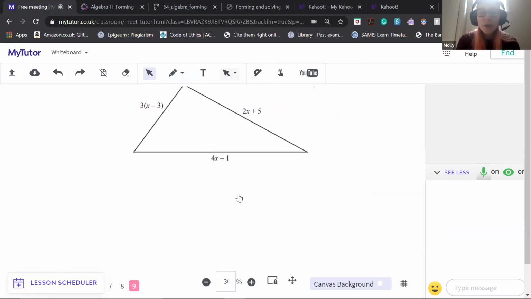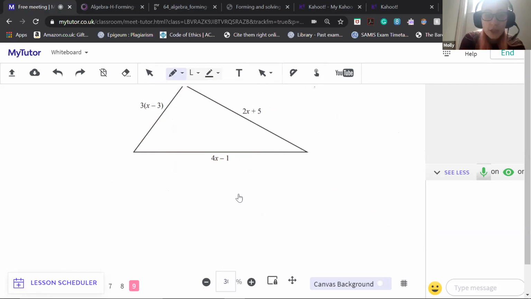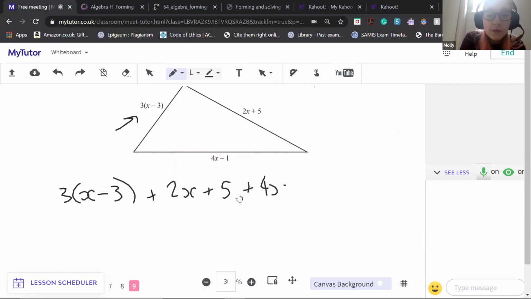So we're going to form an equation. Remember, the perimeter is the way all around the edge of the triangle. So if we add up all of the things around the edge, we'll start here: 3x minus 3 plus 2x plus 5 plus 4x minus 1, that's equal to that 49, the perimeter of the triangle. Now all that remains is to simplify this left-hand side.